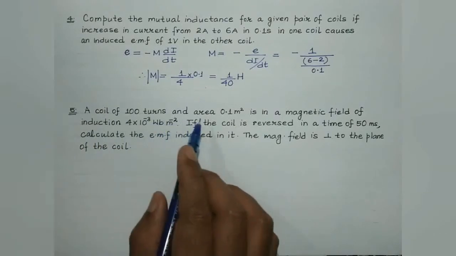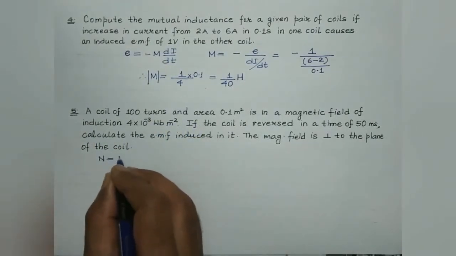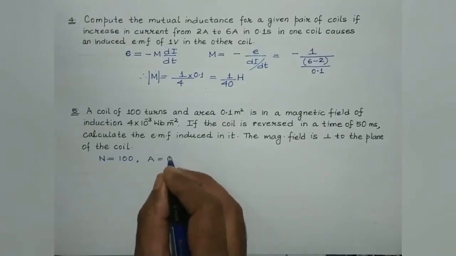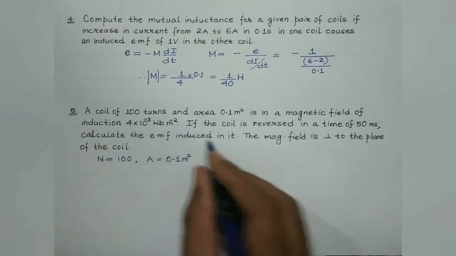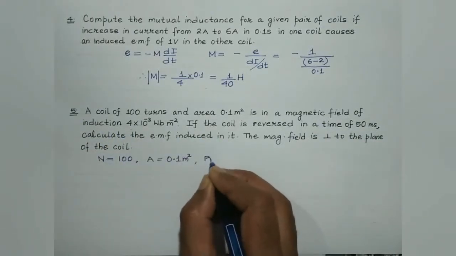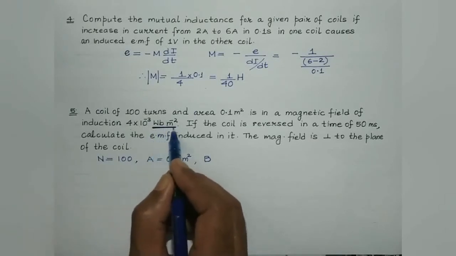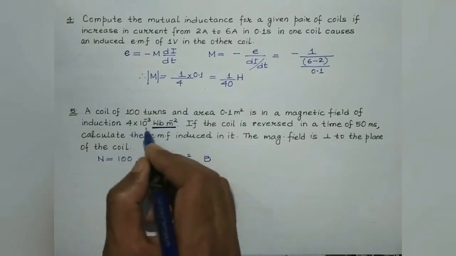A coil of 100 turns, let me write down the given information. Number of turns is given to be 100. Area of each turn is given to be 0.1 meters square. And it is in a magnetic field of induction. Magnetic field of induction is actually the magnetic field. If you have got any confusion, just observe the unit. Weber per meter square is actually Tesla. 1 Tesla is Weber per meter square, right? So it's the SI unit of magnetic field. So this is the magnetic field strength given.